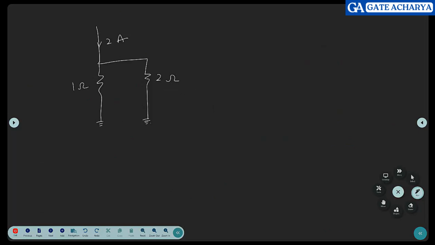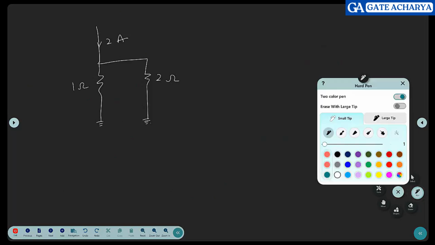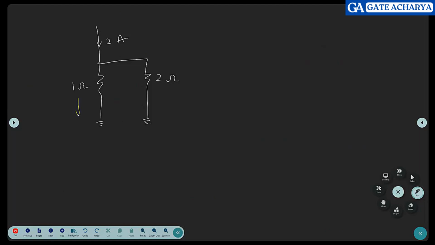So the current through this one, maybe I'll use a different color. It will be this resistance divided by the total resistance. And here it will be this resistance divided by the total, so it will be 2 by 3 amps, and this will be 4 by 3 amps. When you add them both, what should you get? 2 amps. So the basic thing you all know, there's nothing new I am teaching.